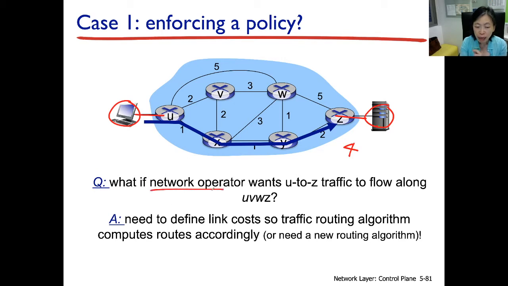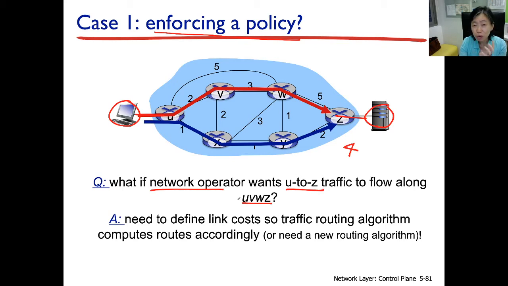But if at the next point in time, the network admin suddenly would like to enforce a certain policy or enforce a certain path, let's say for the traffic from U to Z, let's take this path, UVWZ, which is this red path above. What can we do? What can the network admin do?